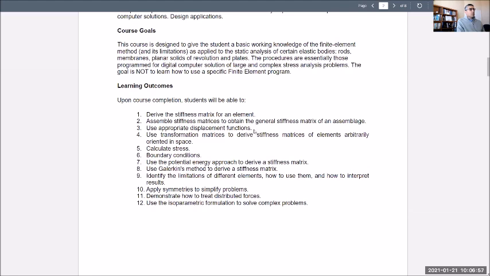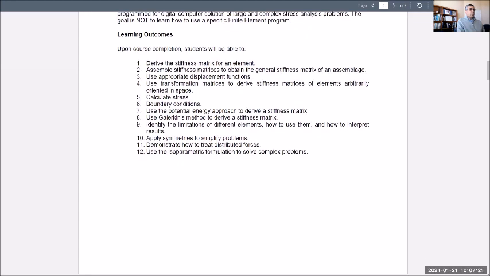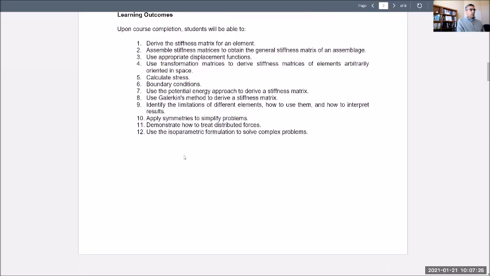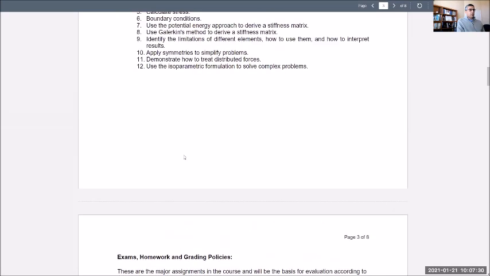Use appropriate displacement functions. Use transformation matrices to derive stiffness matrices of elements arbitrarily oriented in space. Calculate stress, boundary condition. Use potential energy approach to derive stiffness matrix. Use Galerkin's method to derive a stiffness matrix. Identify limitations of different elements, how to use them and how to interpret results. Apply symmetries to simplify problems. Demonstrate how to treat distributed forces. Use the isoparametric formulation to solve complex problems.